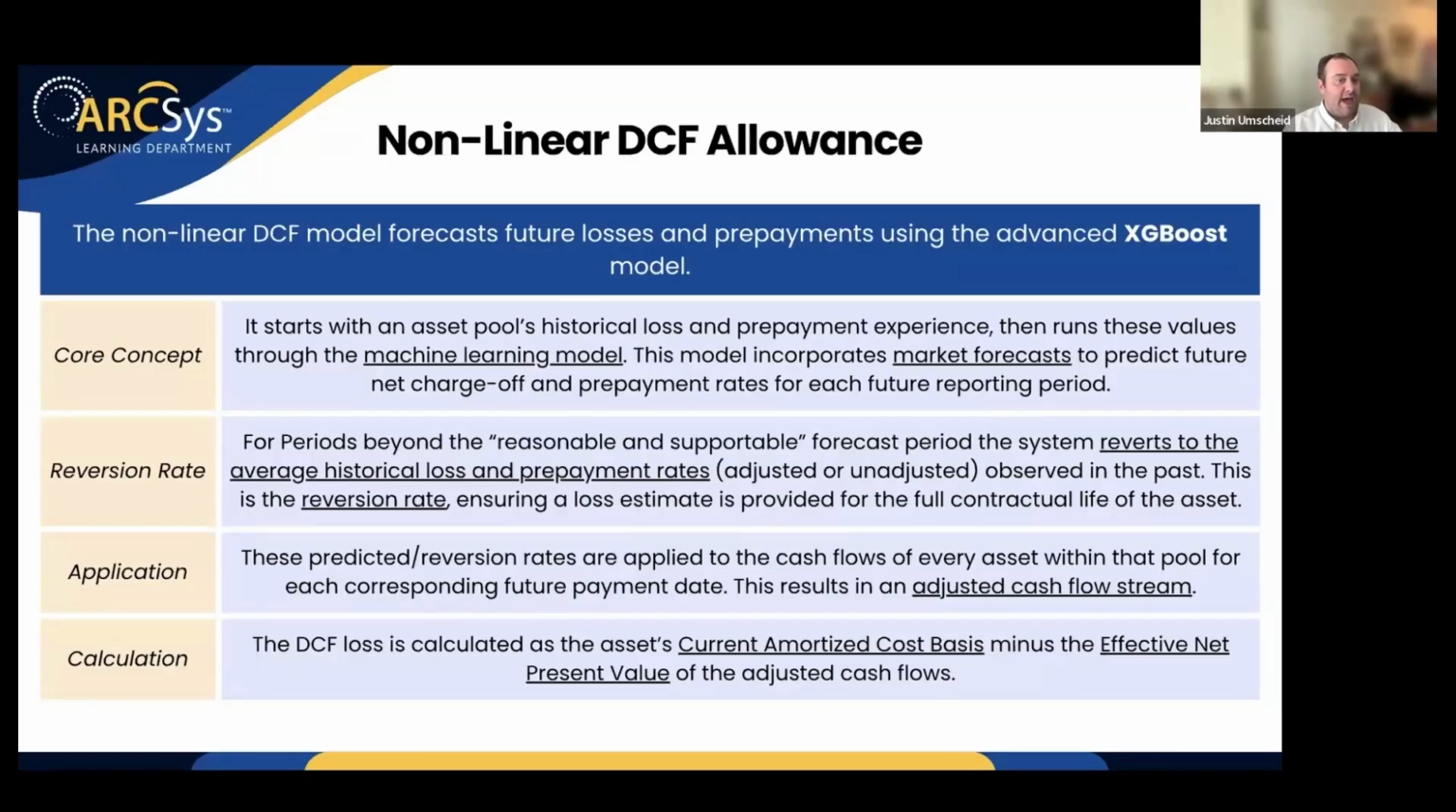Now, what happens in the application of this is the projected loss rates, prepayment rates, as well as their reversion rates are applied to the cash flows of every asset within that pool until the loans basically pay down to zero. And this results in that adjusted cash flow stream. So, right, we can take a present value of the contractual cash flows. What CECL does is it takes a present value of those adjusted cash flows, building in the expectation of loss risk and prepayment risk. And very simply put, the calculation is just any loan's current amortized cost basis as of a given monthly period minus the effective net present value with these adjusted cash flow streams.